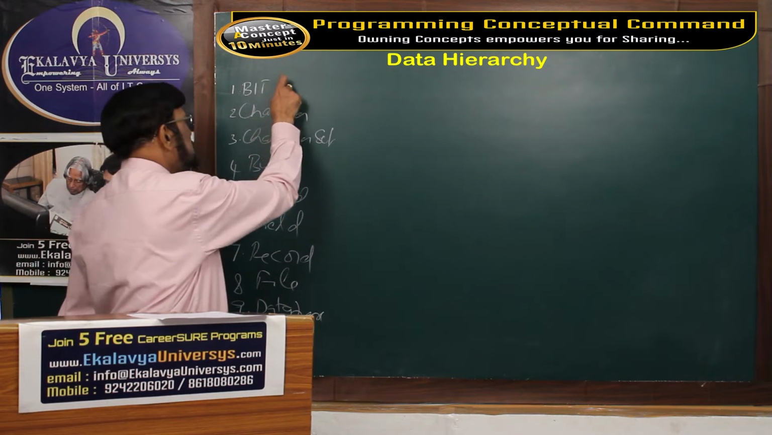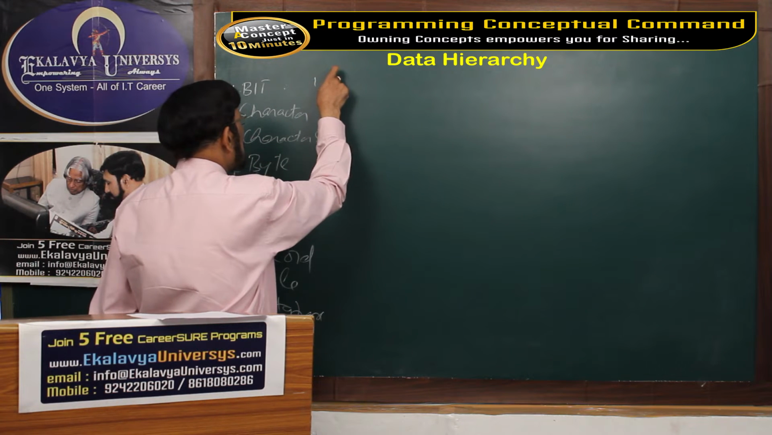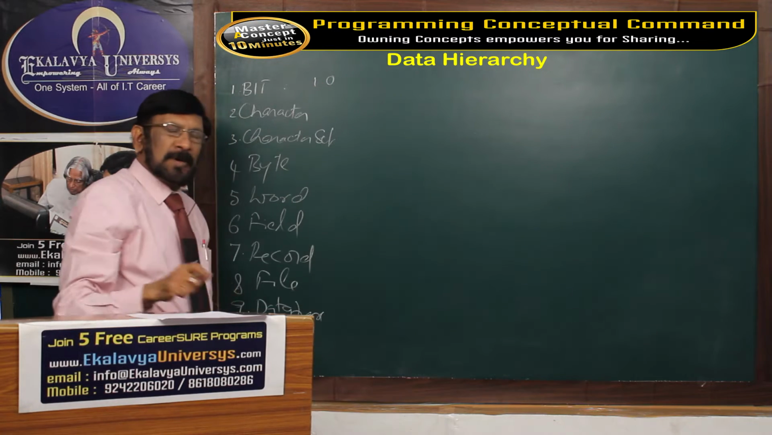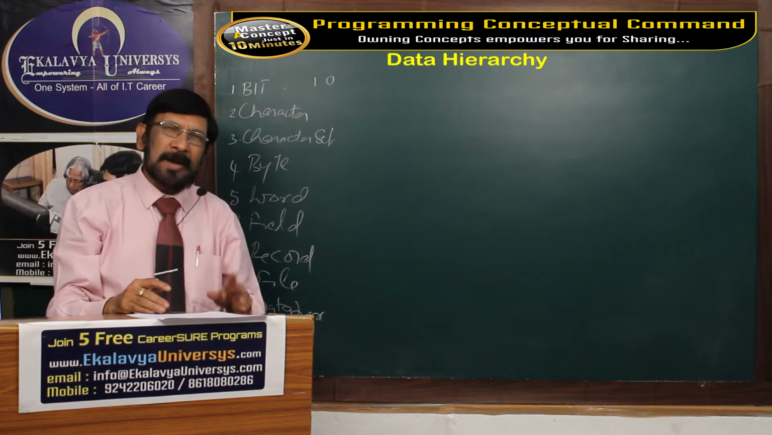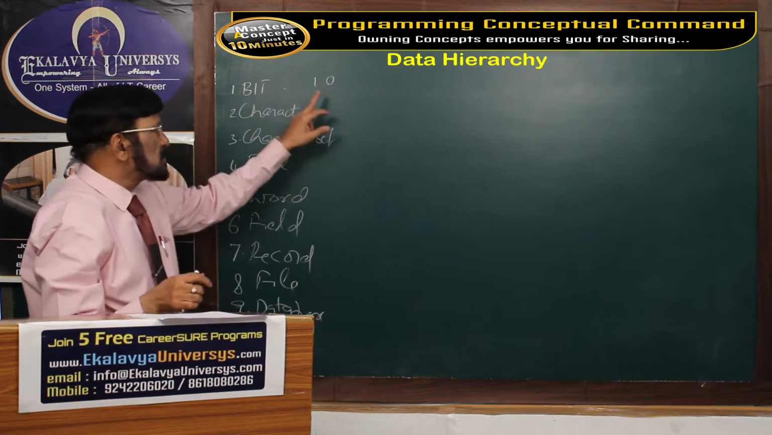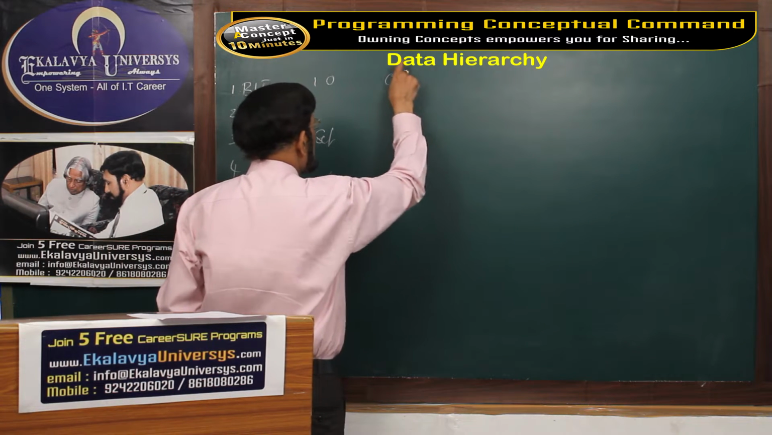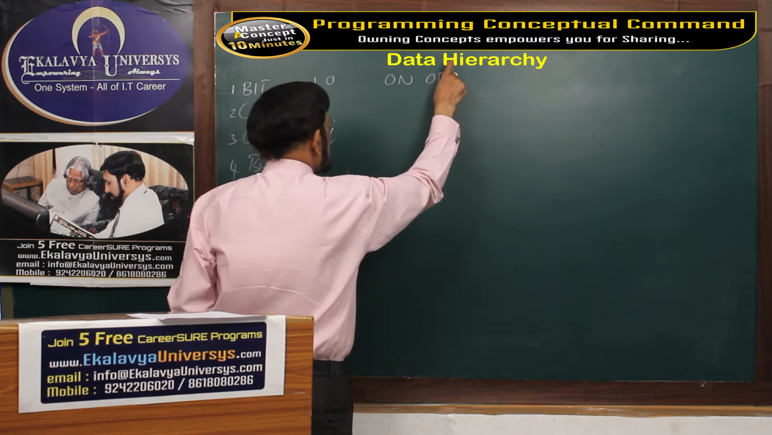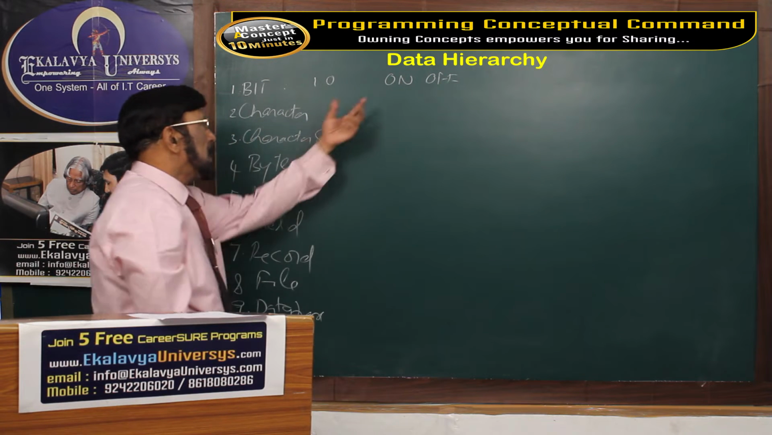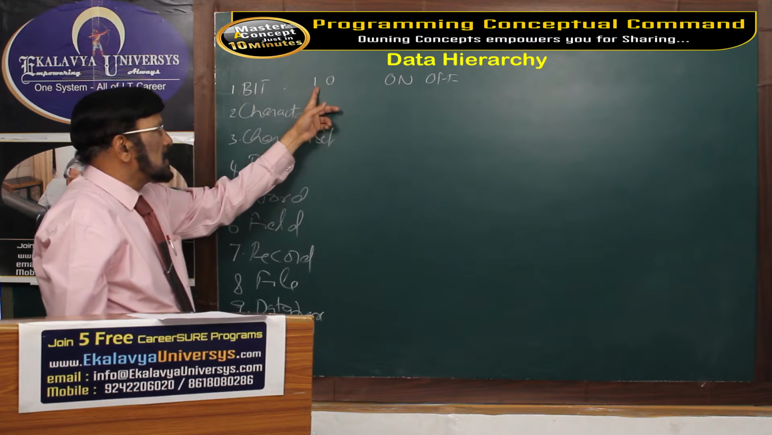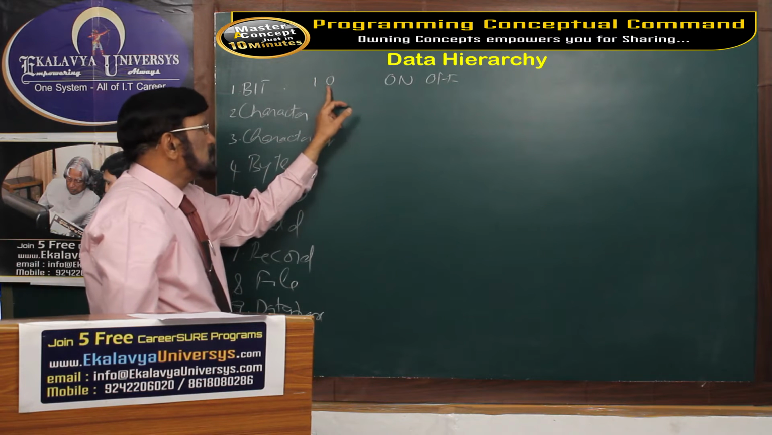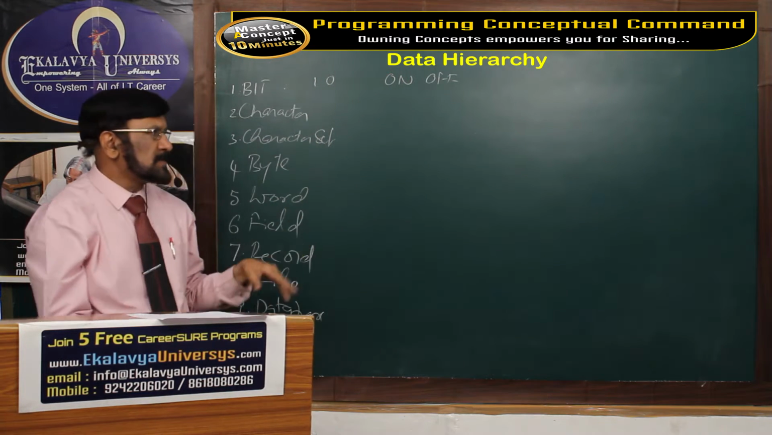Okay, first a bit. Bit means either 1 or 0. Computer's mother tongue is binary. Binary means it represents only 2 digits, 1 and 0. These are represented by on and off. Every electronic device is having on and off states. On is represented by 1, 0 is represented by off. That much information is enough.